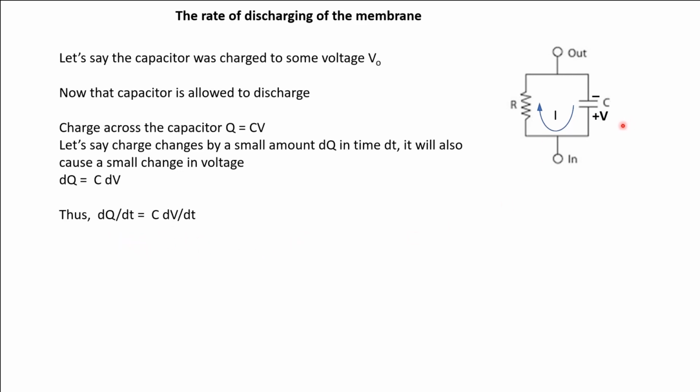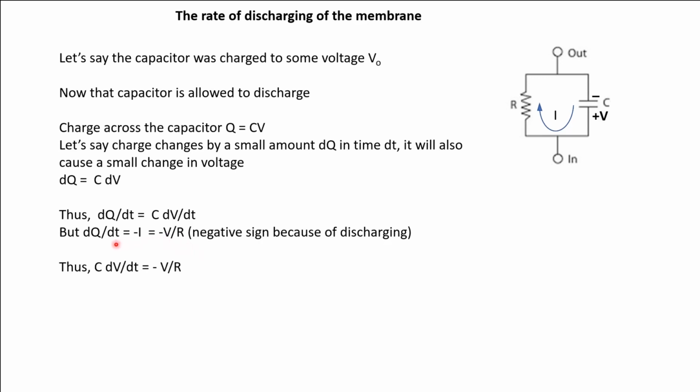Now rate of change of charge is dependent on the current. So if more current is flowing, then the charge will be decreasing faster. So dq by dt is equal to minus I. Minus factor is there because we have discharging here. If current was flowing and charging the capacitor, then I would be equal to dq by dt. But since we have discharging, I is equal to minus dq by dt. And I is equal to V over R, so we can write dq by dt is equal to minus V over R.